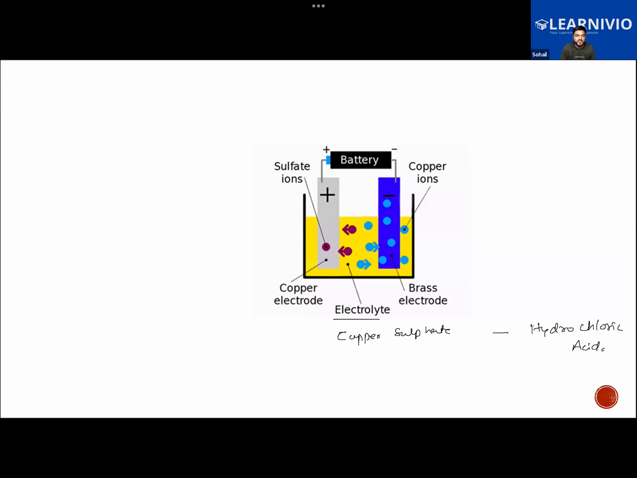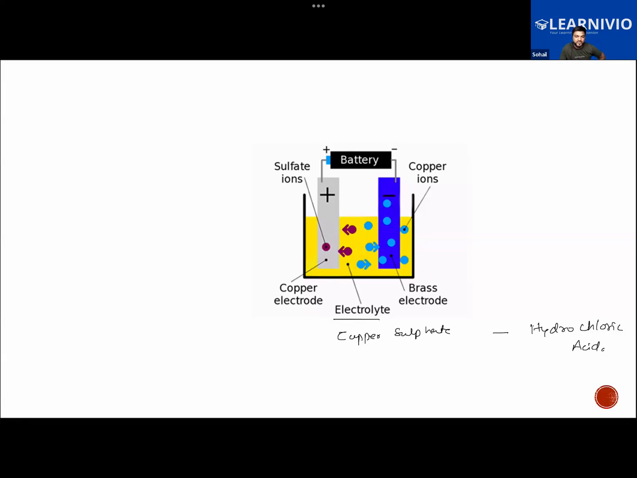Furthermore, another important thing to be kept in mind is that the electrolyte which we have chosen should contain the metal which will be used to do the coating. Like copper is being used, this is the metal which will be applied over the brass. So this electrolyte must contain copper in it. It can't be hydrochloric acid. Why? Because hydrochloric acid does not contain copper in it. So the electrolyte must contain the metal which will be used for electroplating, which will be used to deposit over the desired object.